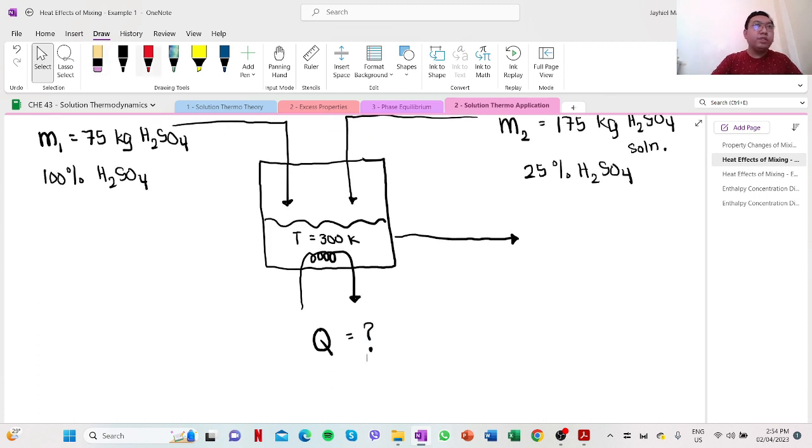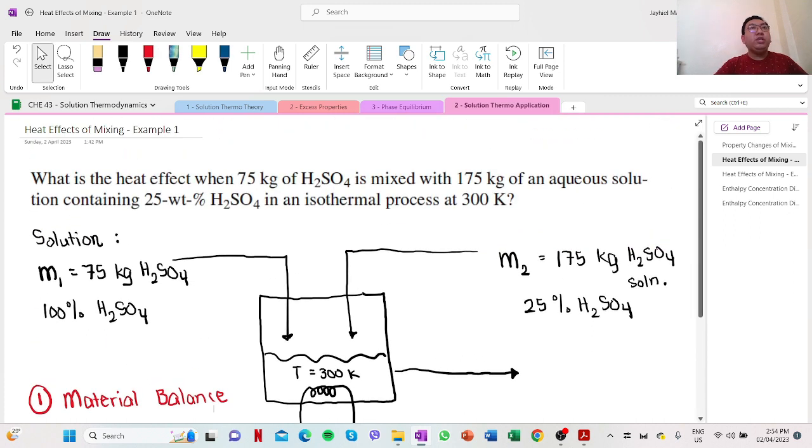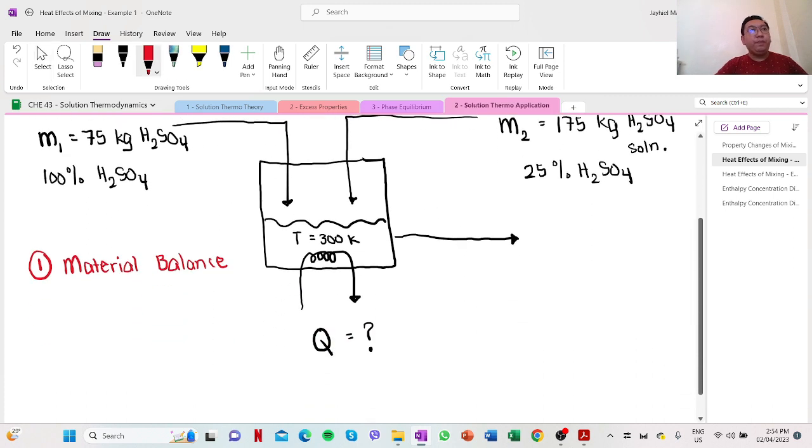So of course, what you are going to do in this case is first establish the material balances. You need to know the total amount of the outlet stream as well as the composition of the species found in the outlet stream.